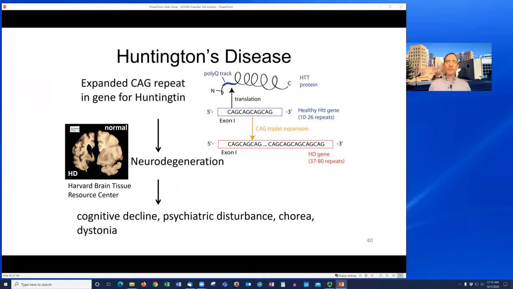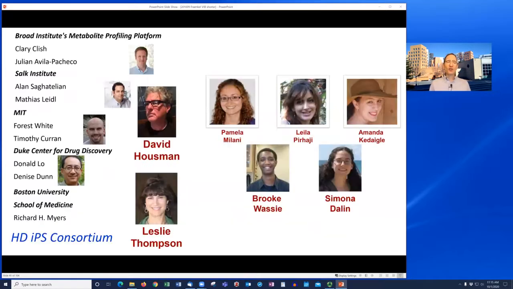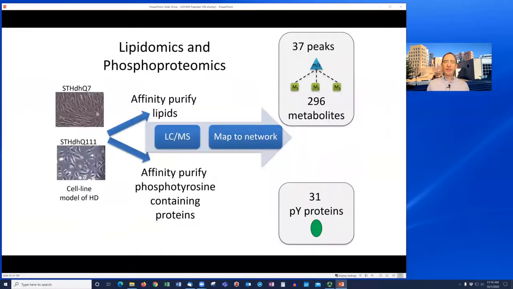111Q. So we used this cell culture model, and we collaborated with quite a few people who were members of my lab and did many of these experiments, and a lot of our Huntington's work is done in collaboration with David Housman and Leslie Thompson. But Leila was really the pioneer here. We collected phosphoproteomic data in this cell culture model. We collected information about lipids that were changing in this model. And we asked whether the network models we get out give us any insight into the disease.